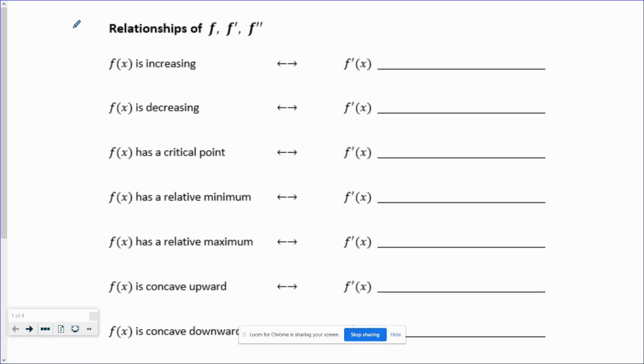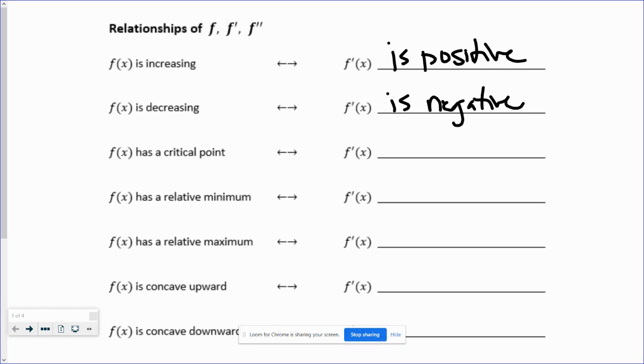So first of all, here, if f of x is increasing, then that means f prime of x is positive. Okay, we already know that. We've already talked about that with equations. So when f is increasing, f prime of x is positive. When f is decreasing, f prime of x is negative. Again, we've already talked about that before.